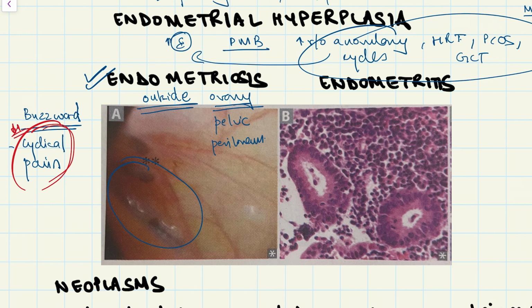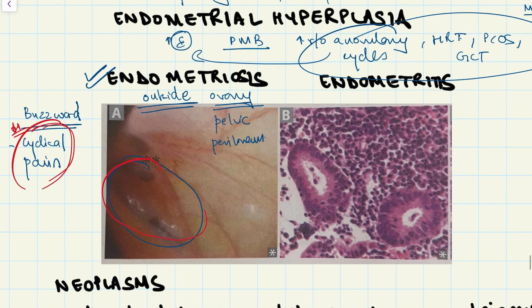Why? Because suppose there is an endometrioma in the ovary, right? So during menses, there is increased PGF2 alpha, which is responsible for the pain of the menses. Now this PGF2 alpha will also be released from the endometrioma present in the ovary, hence there will be extensive pain in the abdomen, that is called cyclical pain.